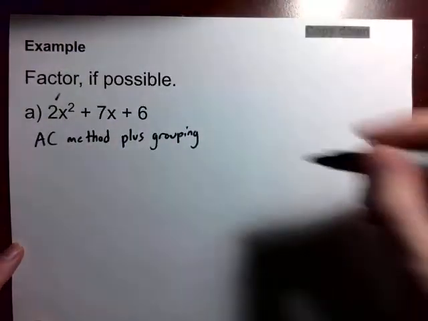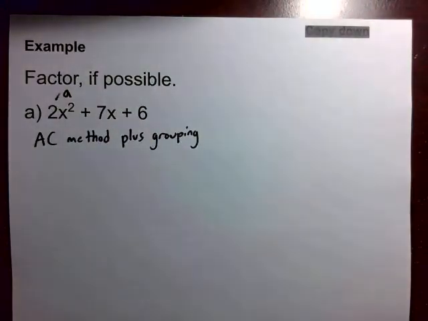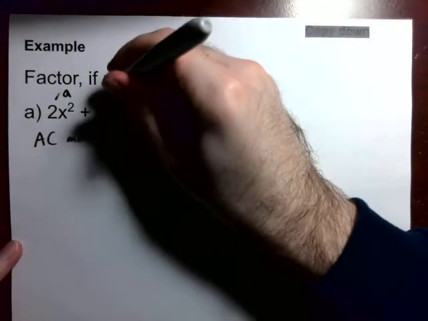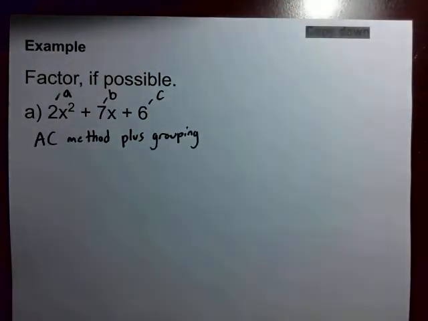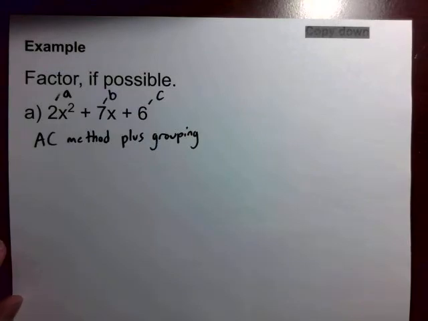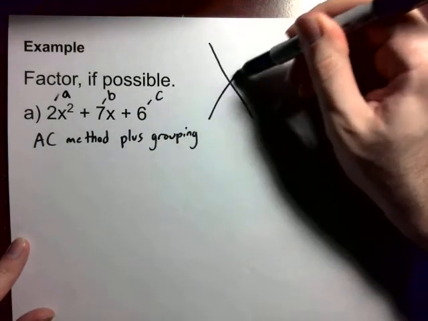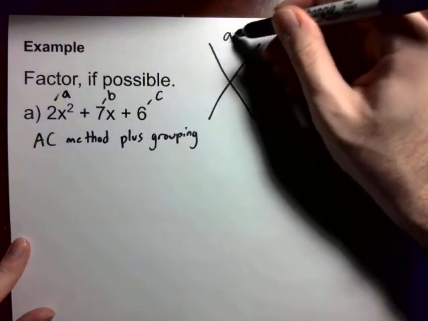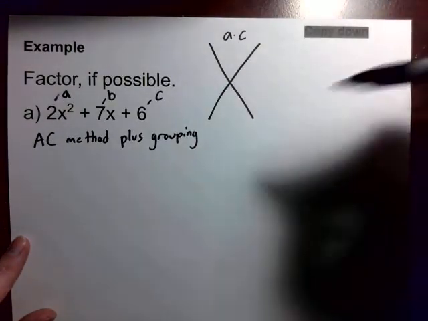So for 2x squared, that means that 2 is going to be the a value. So we get 2 for a. The b value is going to be 7. And then the c value is going to be 6. So for the AC method, this is just like what we were doing with the simple trinomials, where I'm just going to kind of create our little cross or baseball diamond here.